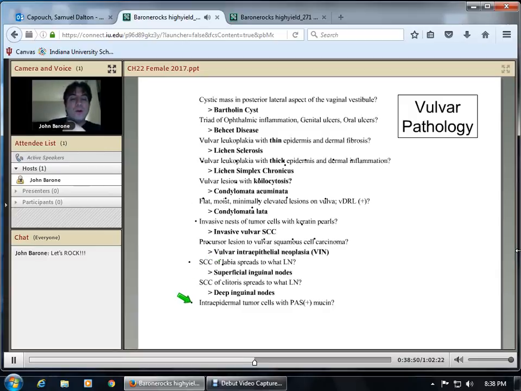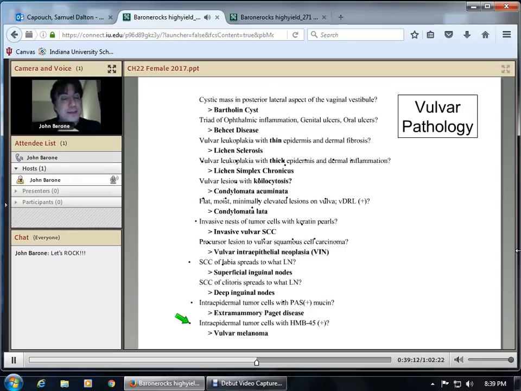All right, now what do you call intraepidermal tumor cells that are PAS positive mucin? Got PAS positive mucin? That's adenocarcinoma. That's called extramammary, so outside the breast, extramammary Paget's disease. Paget's disease outside the nipple. All right, now what do you call intraepidermal tumor cells with HMB45 positivity? Well, that would be called a vulvar melanoma.